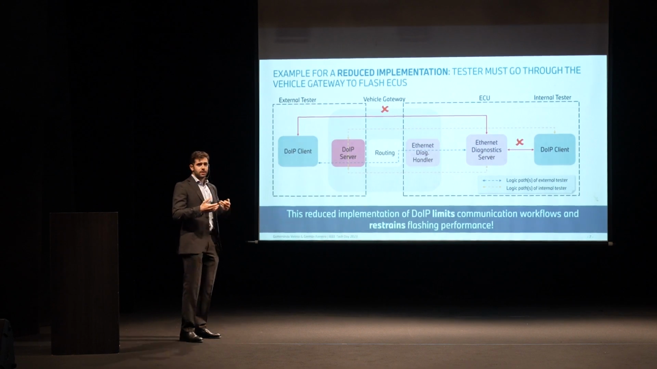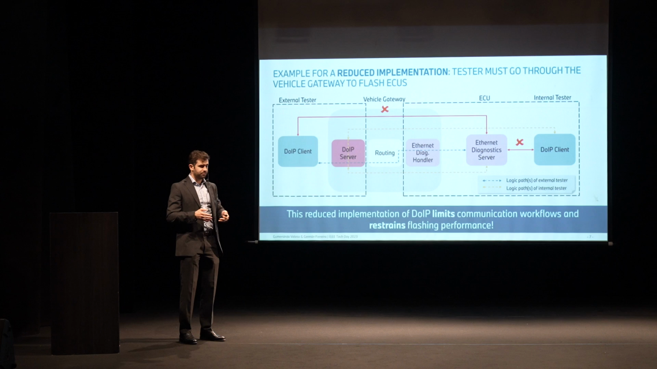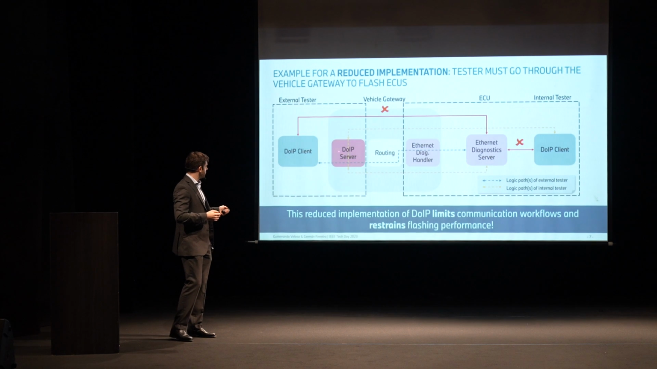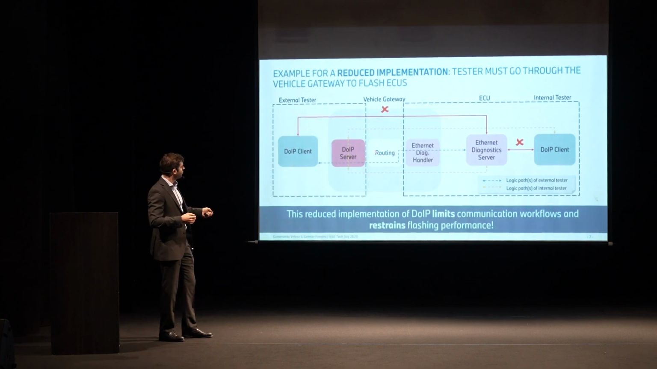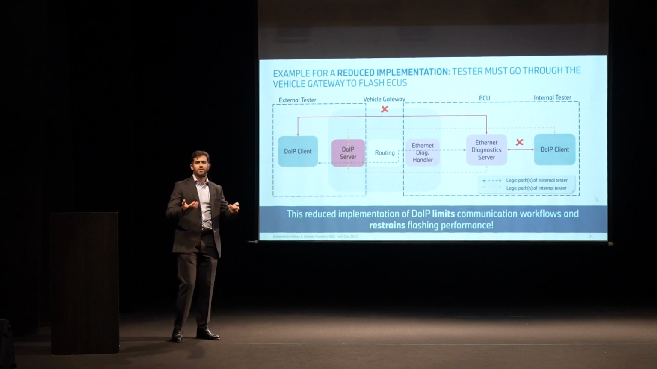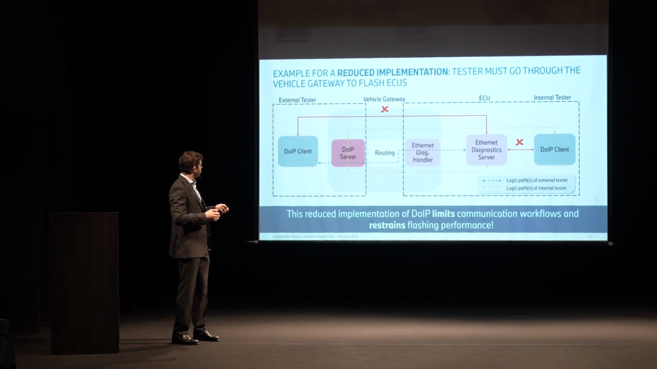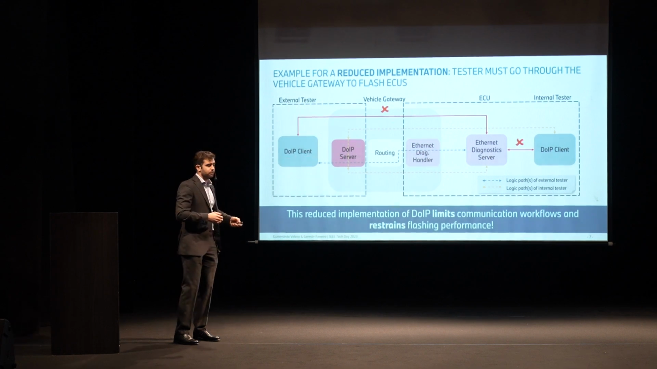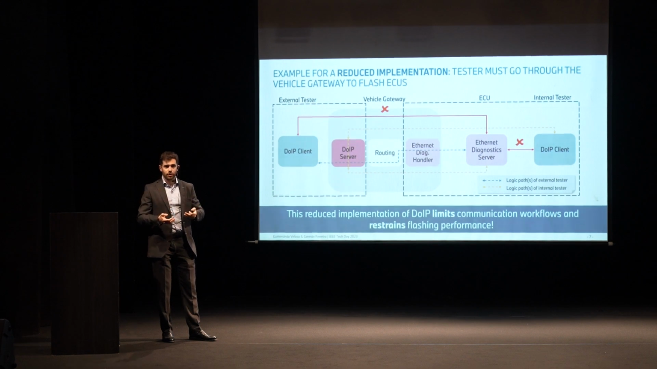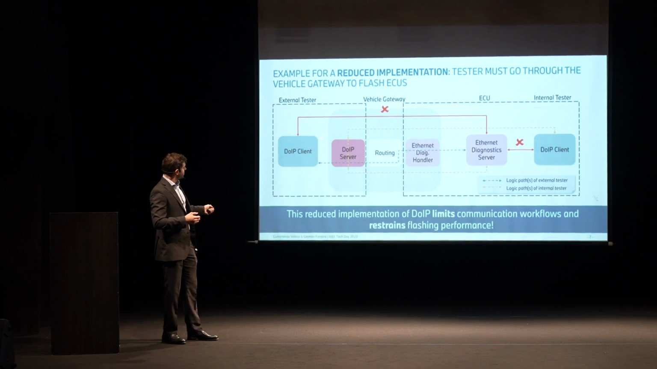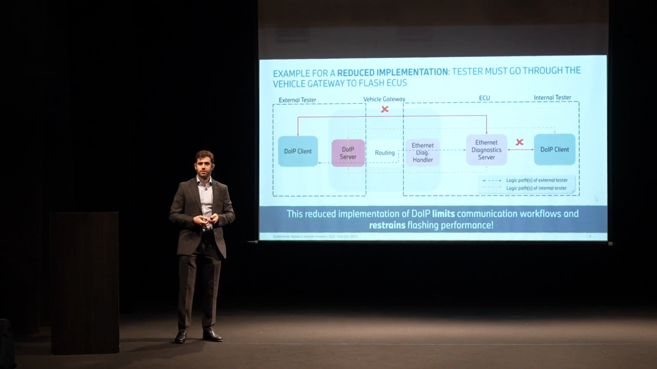So now, because the ECU doesn't have a DoIP implementation, the vehicle gateway needs to have the following software elements. It needs to have the DoIP server to connect with the client, some routing code, and what is called in the slide an Ethernet diagnostic handler. With this software constellation, now it's not possible to access the server ECU directly from the client, and we have to go mandatorily through the gateway. So this software architecture is restraining our communication workflows, and moreover, because we will need 2 TCP connections from the external tester to the ECU, we are also limiting our flashing performance.